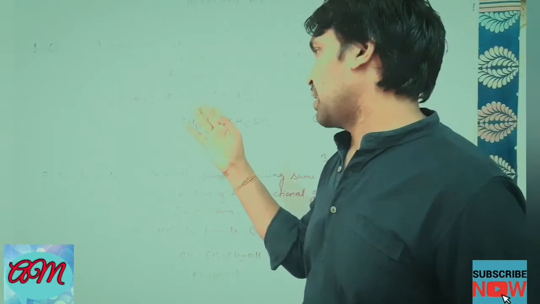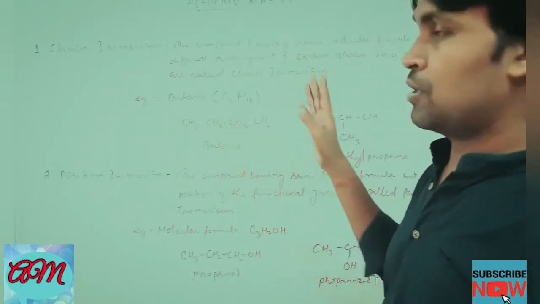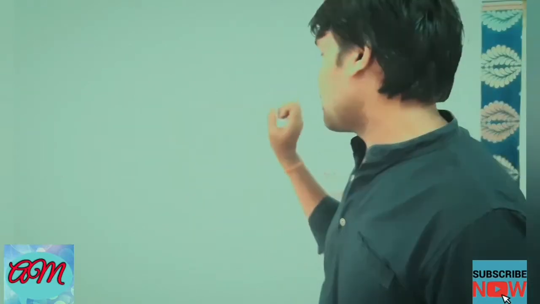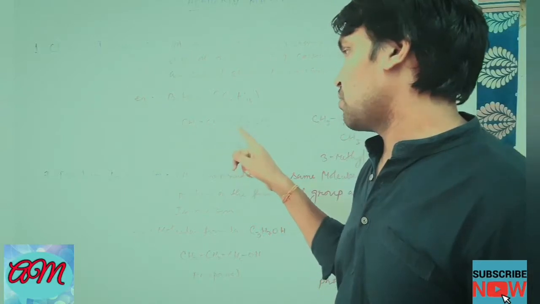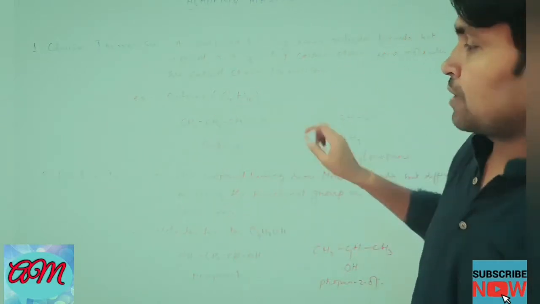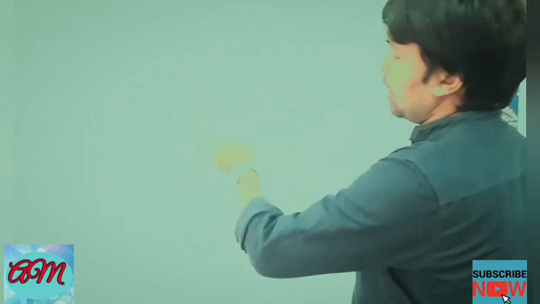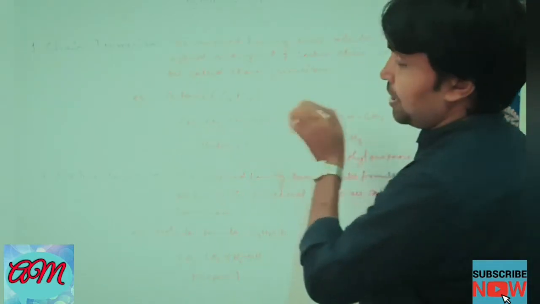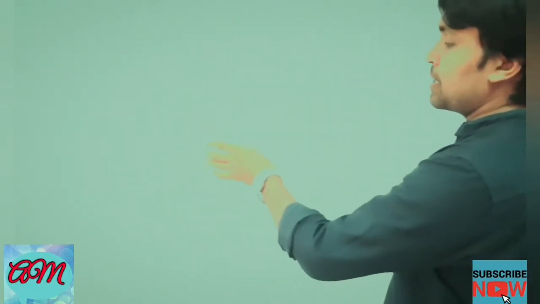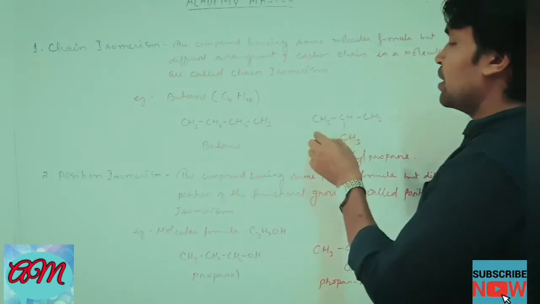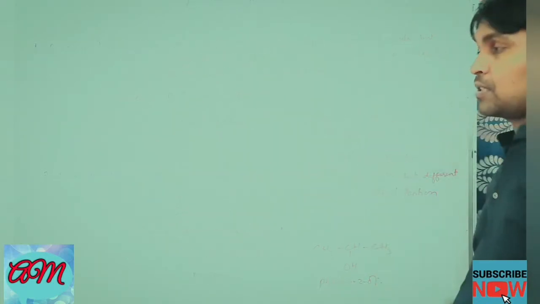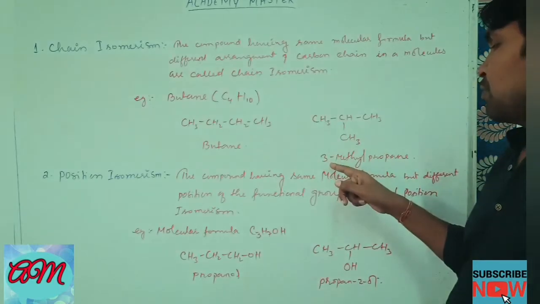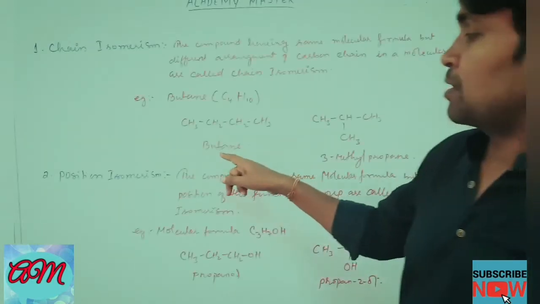Example, you take butane. So the molecular formula is C4H10, right? In one isomer, it will be written as CH3CH2CH2CH3. This is one isomer in which all the carbon atoms are arranged in a straight chain, and its name is butane. Now another one, CH3CH(CH3)CH3. Here we have arranged it in a branch. So what will be the name of it? 2-methylpropane.